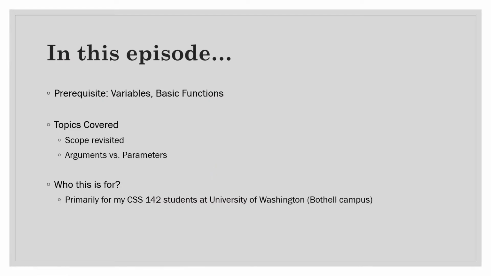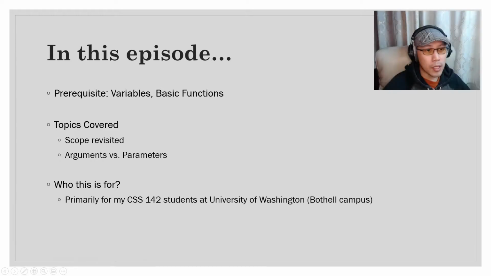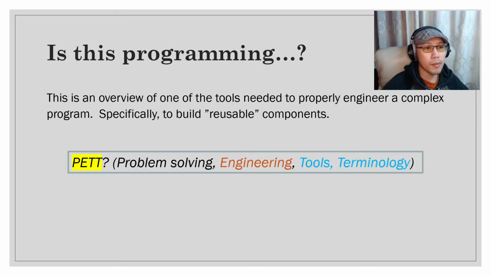All right, so in this episode, the prerequisites are variables and basic functions, and I will be revisiting scope and talking about arguments versus parameters. As always, this episode is primarily intended for my students at the University of Washington, my CSS 142 students, but this is also useful for anyone who is new to creating functions and methods in Java in particular.